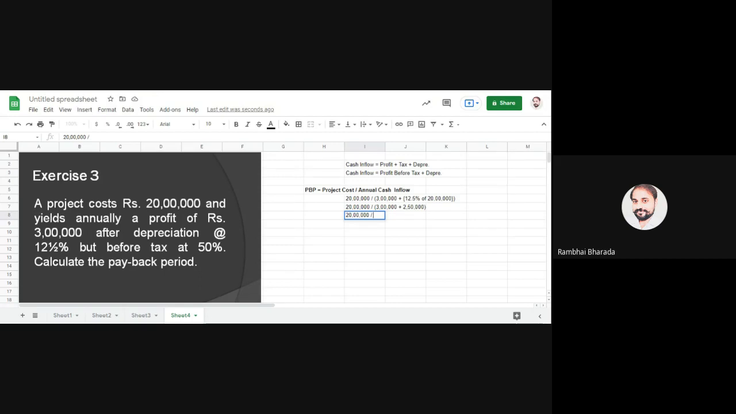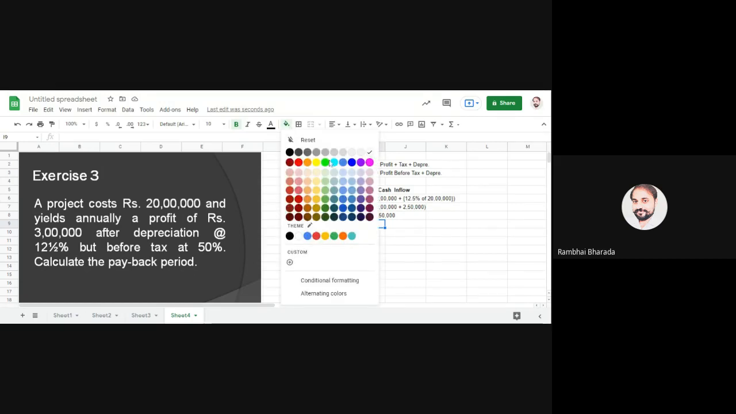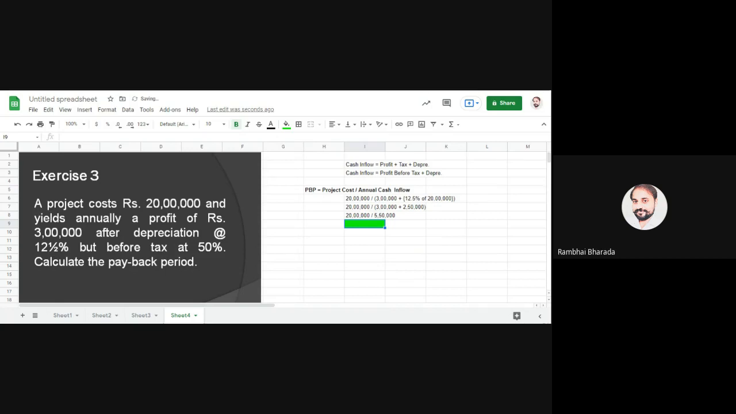So ultimately 20 lakh upon 5,50,000. The final answer is equal to 20 lakh upon 5,50,000. You will get 3.64 years.